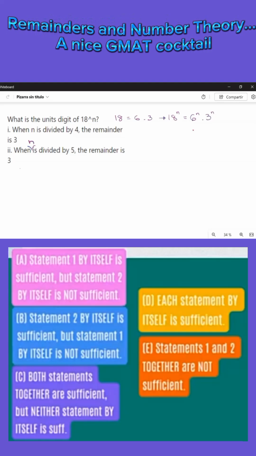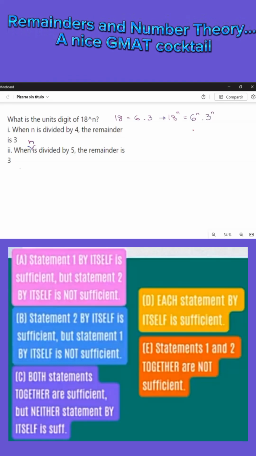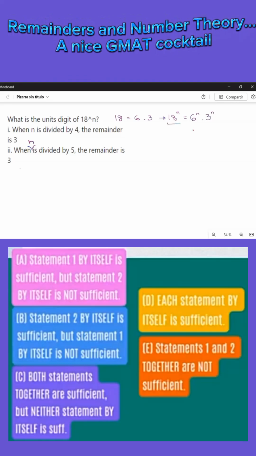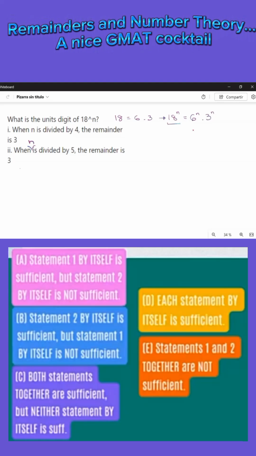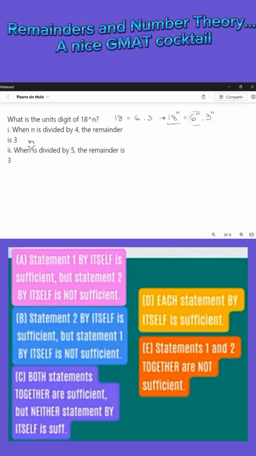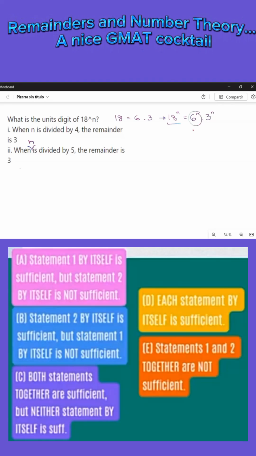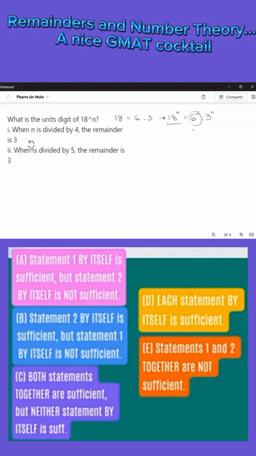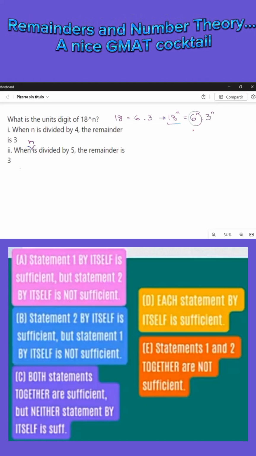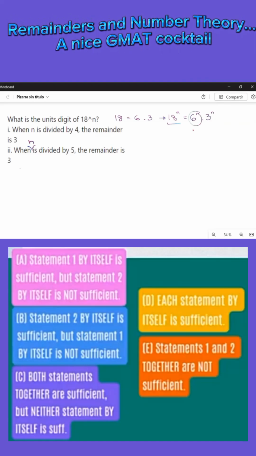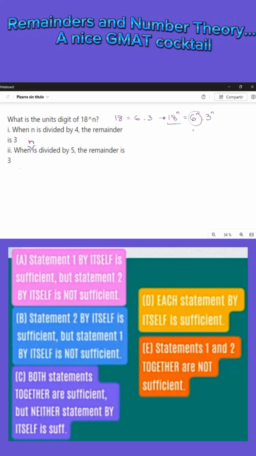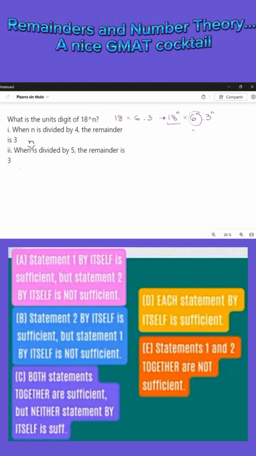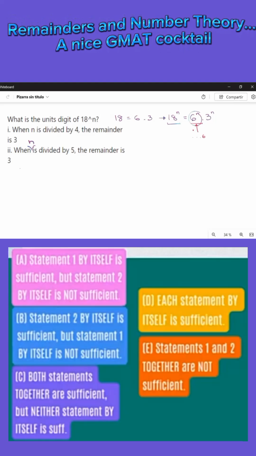But let's notice why this factorization of the original power is convenient here. You can see that if you raise a number whose units digit is 6, no matter what the exponent is, provided that it is a positive integer exponent, any power of 6 will always end in digit 6. So this is interesting. We know that this number here will always end in 6.